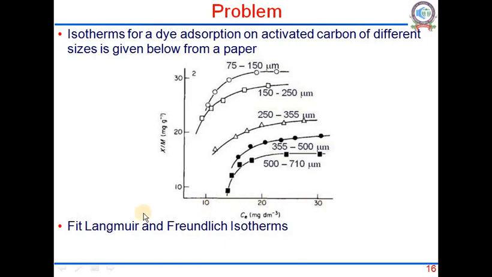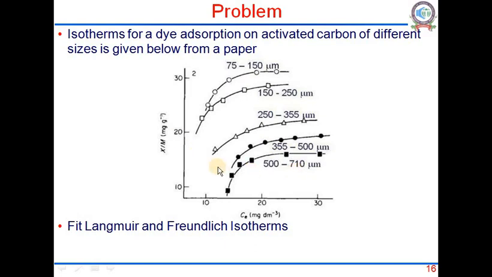Again, you try to fit Langmuir and Freundlich isotherms for these different data. Now you will see that it is also going to be dependent on the size, because surface area may be different and porosity may be different for different types of carbon. So you will have the K and QM values different for different sizes.